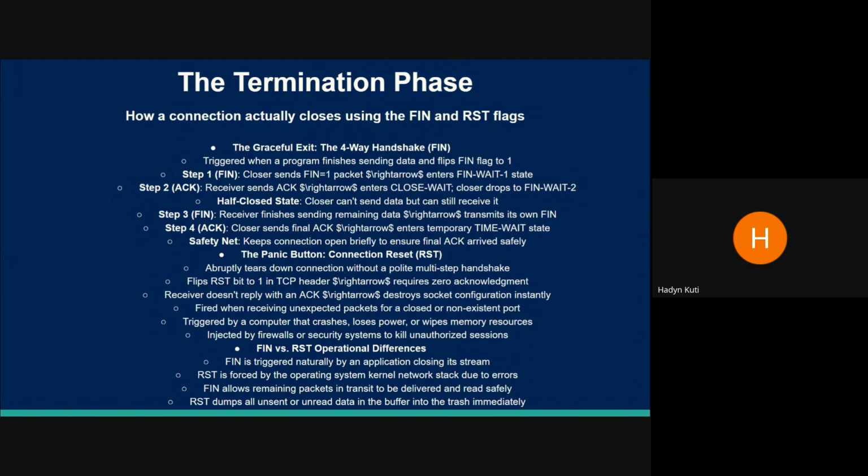And the safety net is that it holds the connection open for 2 maximum segment lifetimes to ensure the final ACK arrives safely. If that final acknowledgement packet got lost in the network, the receiver would get stuck, so the closer waits around in silence for a short period of time to make sure it doesn't need to resend the confirmation.